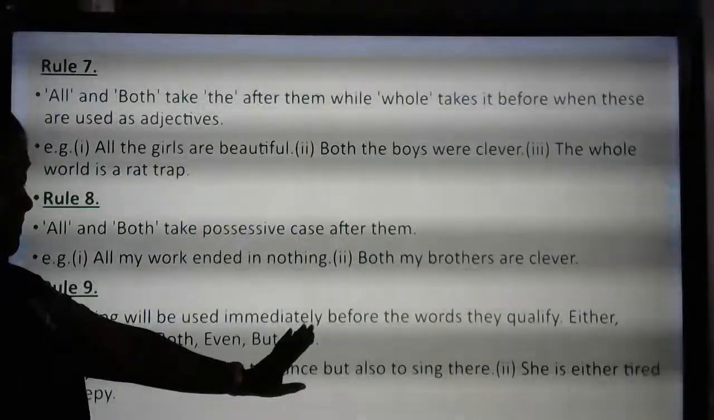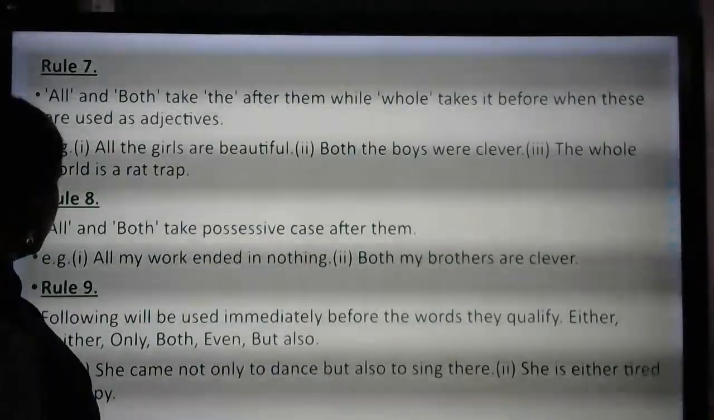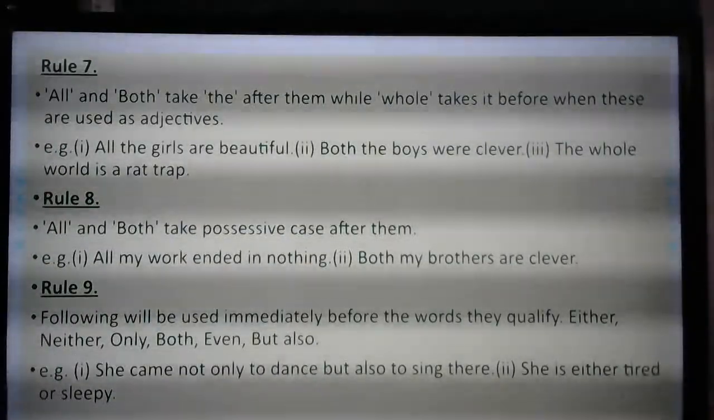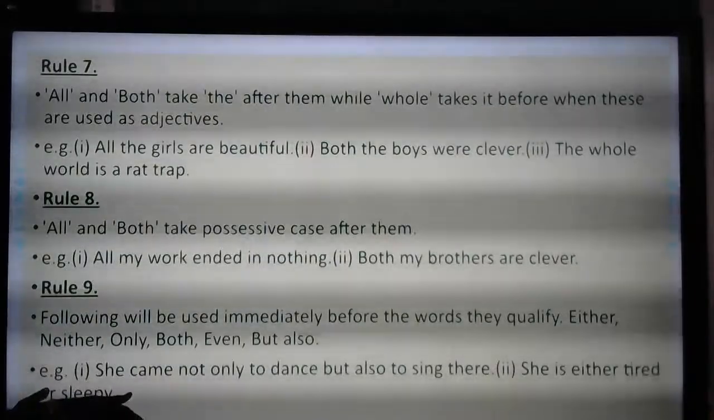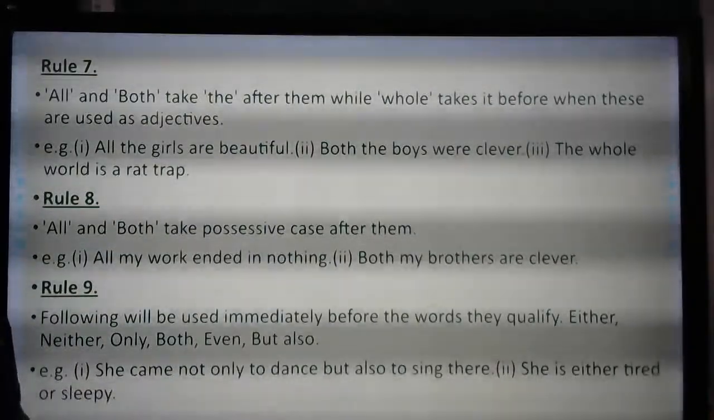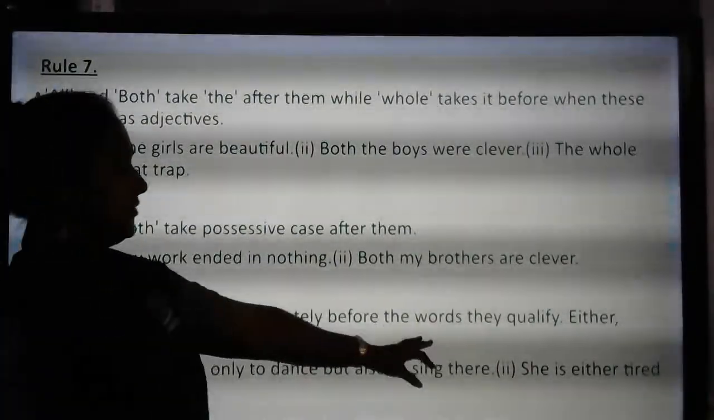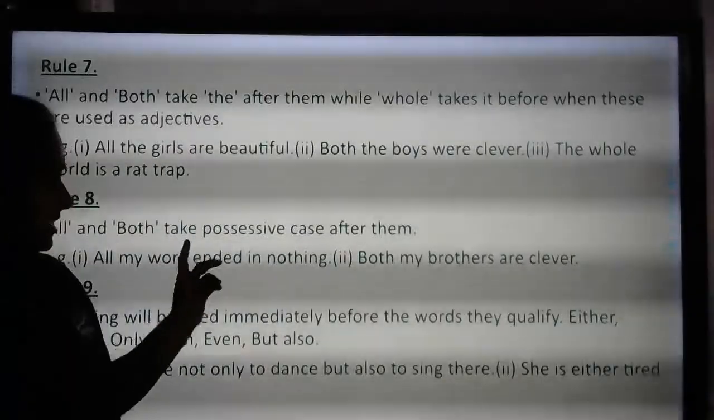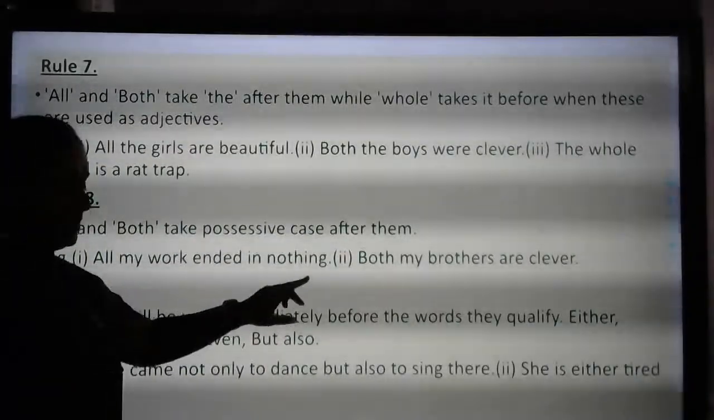Second example, she is either tired or sleepy. So she is tired or she is sleepy. These two sentences are joined with either or. So she is either tired or sleepy.